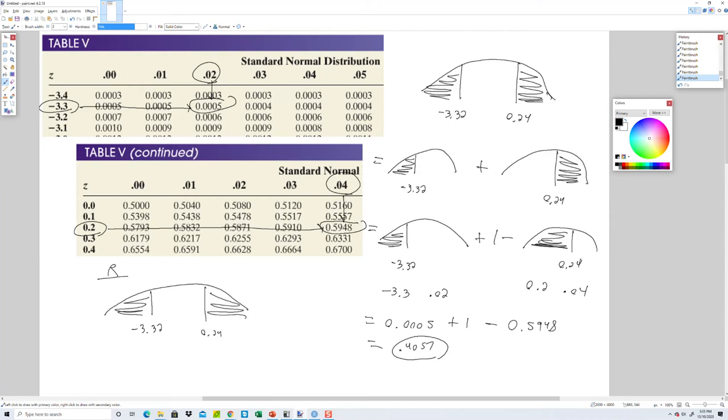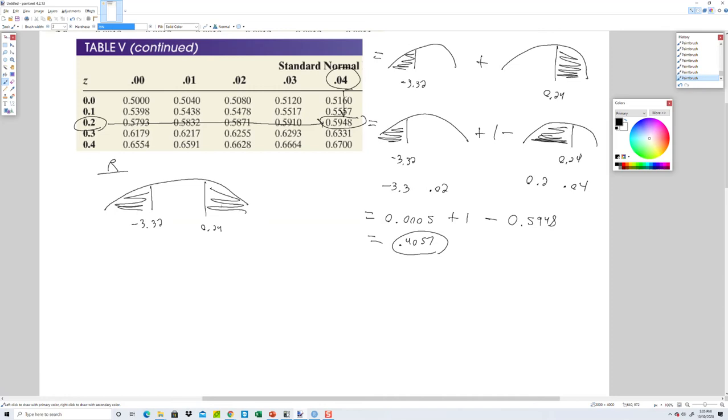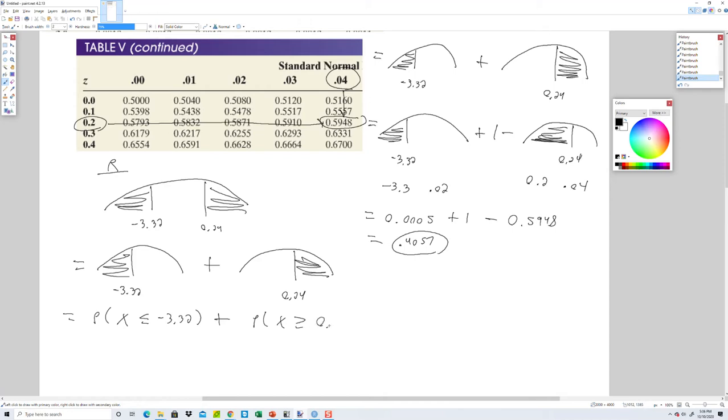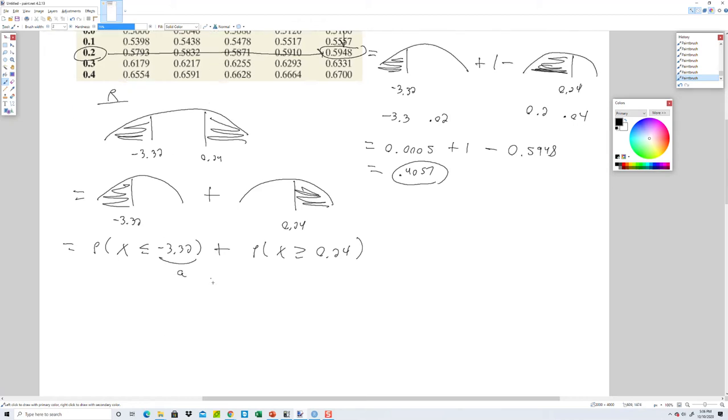So you have to split this up. Now, whether you just do it in your head or actually write it out, it's the same principle as what we just did. We got that plus the area to the right. So this one would be x is less than or equal to negative 3.32 plus, and this is x is greater than or equal to 0.24. Let's do this one first. Less than or equal to.